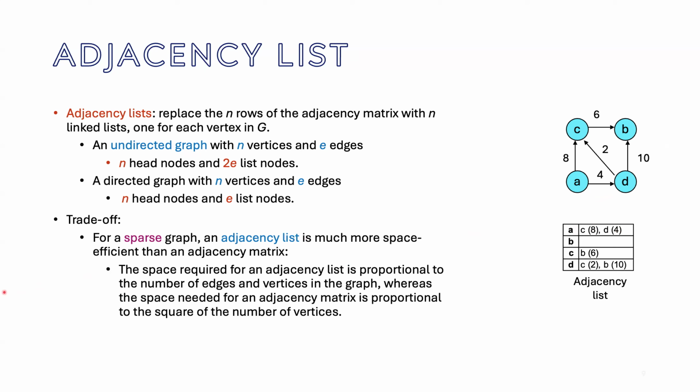And if we think about the trade-offs now, for a sparse graph where most vertex pairs are not connected by edges, an adjacency list is much more space efficient than an adjacency matrix. The space required for an adjacency list is proportional to the number of edges and vertices in the graph, whereas the space needed for an adjacency matrix is proportional to the square of the number of vertices. This is another little problem I would like you to think about.